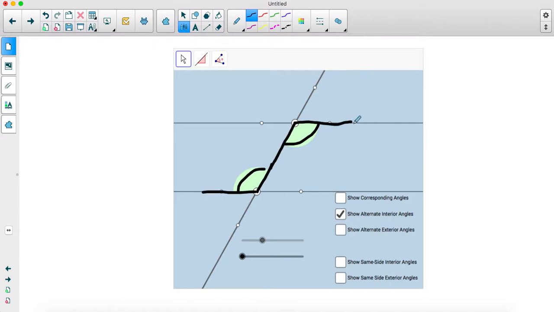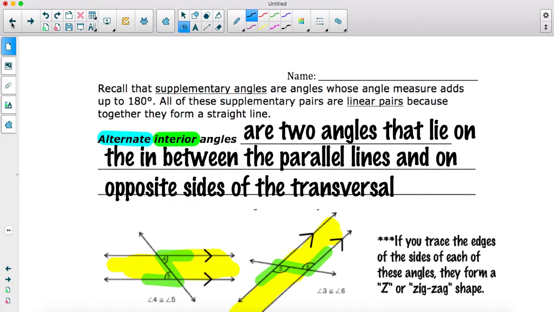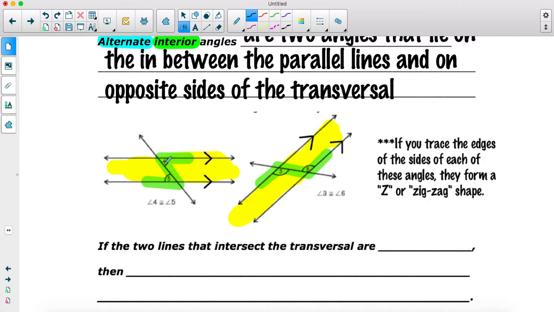You should notice it forms kind of like a zigzag. Alternate interior angles always form a Z or zigzag pattern, which means go in this direction, like this one and this one. That forms a Z. So those are alternate interior angles. That's what I was trying to trace here. The 4 and the 5, the 3 and the 6 are alternate interior angles.